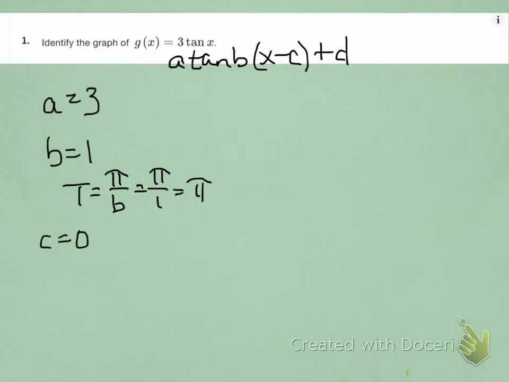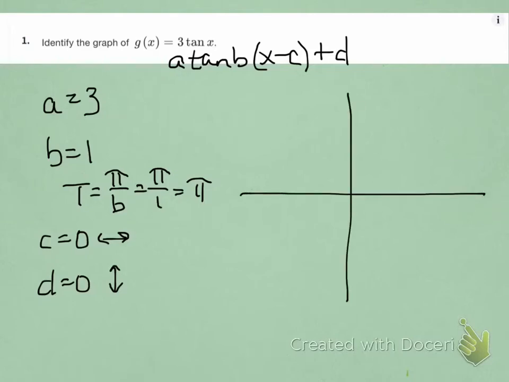All right, my c value is 0. That's my left and right shift, which I do not have a horizontal shift. D is 0. That means I do not have a vertical shift. All right, tangent is the only one that's centered on the y-axis. That means if my period is pi, I want it centered, so I'm only going to go out pi halves because I'm going to go out pi halves in either direction for a total distance of pi. That means when I go to graph this, I'm going to have an asymptote on either end. Now, had I had a horizontal shift, I would have done that before drawing in my asymptotes.